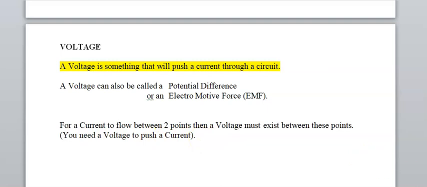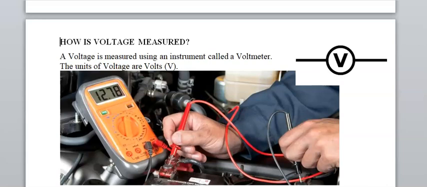Now it's very important to realize how we can actually measure voltages. You may have encountered this piece of equipment before, but let's have a quick look at it. How is a voltage measured? Well, the instrument we use to measure a voltage is known as a voltmeter.